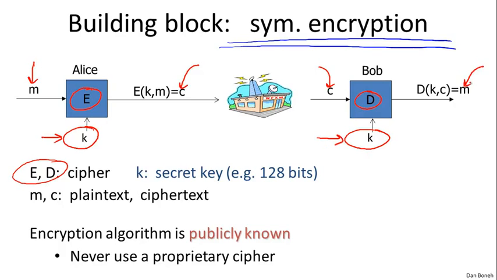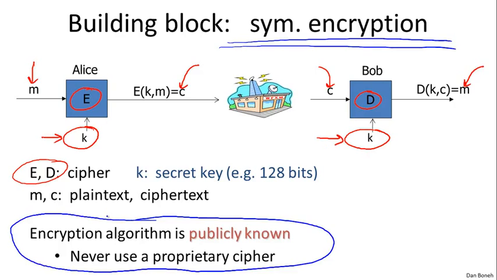Now, a very important point that I'd like to stress, I'm only going to say this once now and never again, but it is an extremely important point, and that is that the algorithms E and D, the actual encryption algorithms, are publicly known. The adversary knows exactly how they work. The only thing that's kept secret is the secret key K. Other than that, everything else is completely public.